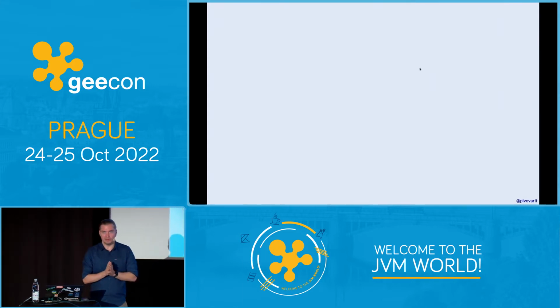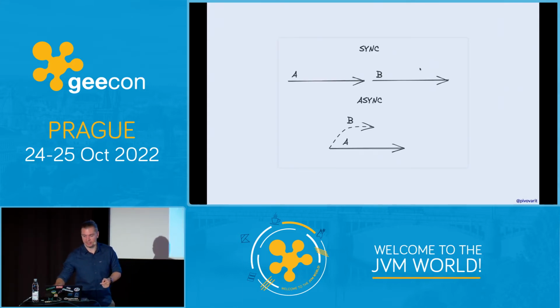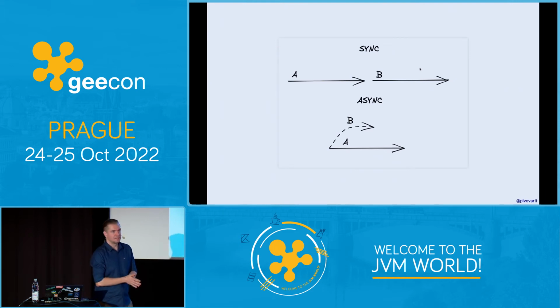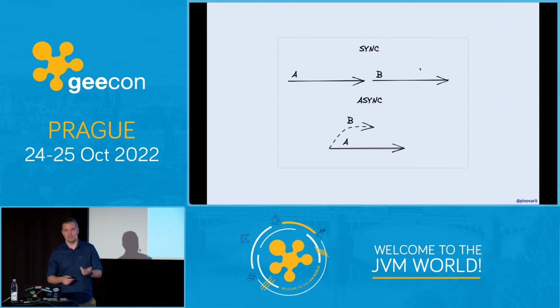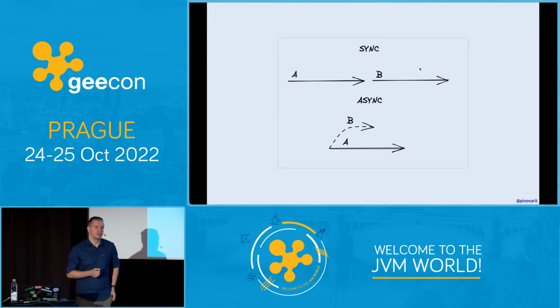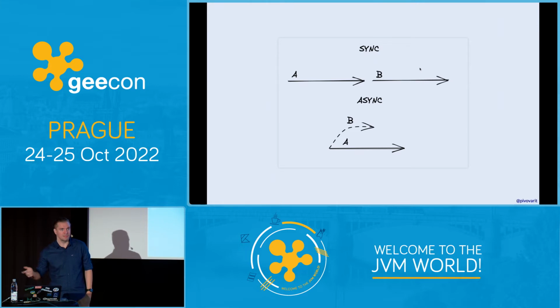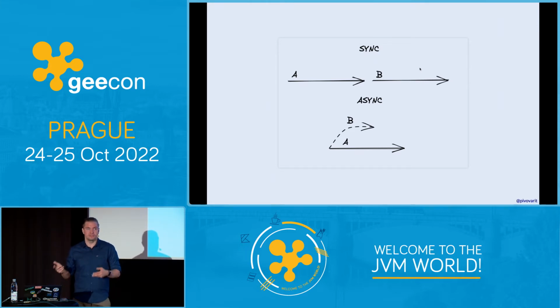So, the main topic for today, asynchronicity. But synchronicity is something that's beautiful and simple. Imagine you have two methods, two lines of code, method A, method B, and method A starts, method A ends, and then immediately method B starts and method B ends, and so on and so on. That's simple, that's trivial, intuitive, and terribly slow.